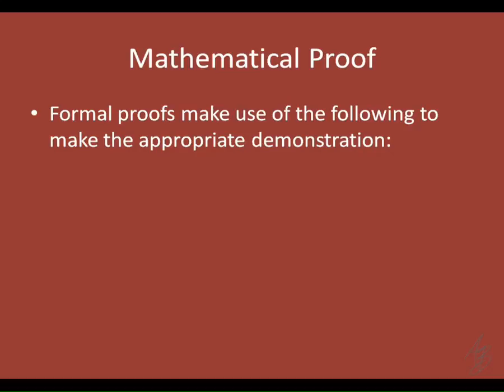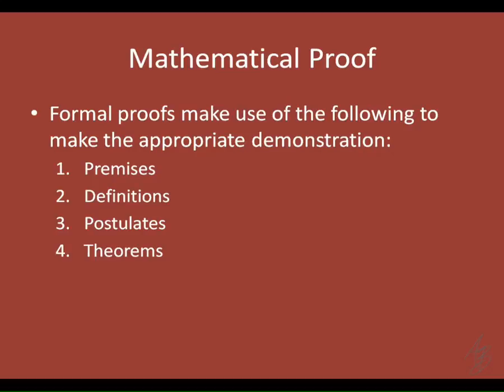All right, so formal mathematical proofs make use of the following to make the appropriate demonstrations. Remember, to prove something, we're trying to demonstrate that something has to be true. So we're going to use premises, and that's just the given information about a situation. We're going to use definitions, we're going to use postulates, and we're going to use theorems. And if you look down just a little bit on your paper, you're going to see we are going to talk about each one of those terms.